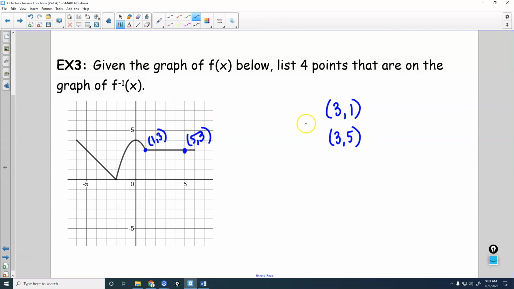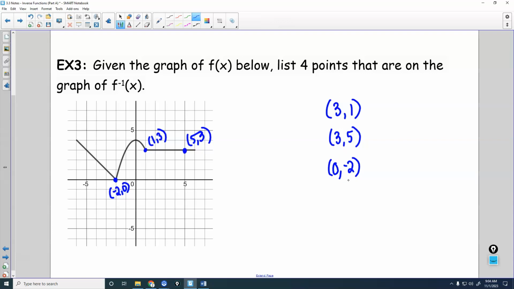How about some over here with some negative values? (0, -2). Okay, so we got the point right here, which is (-2, 0). That would be (0, -2) on our graph of f inverse.